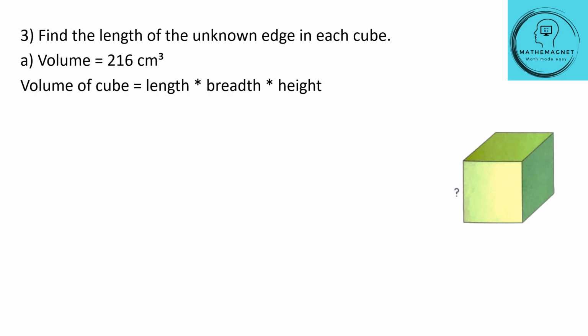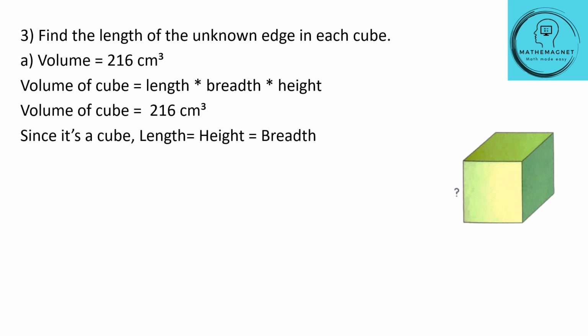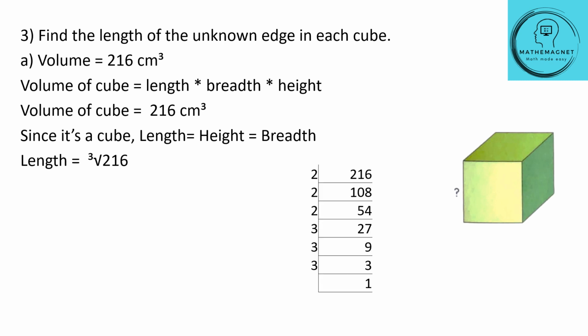So volume of a cube will be length into breadth into height, and we know the volume is 216. So to find one length we will need to find the cube root of 216. We'll do that using the prime factorization method. By doing the prime factorization we'll take groups of threes. So now we have 2's repeating 3 times and 3's repeating 3 times.